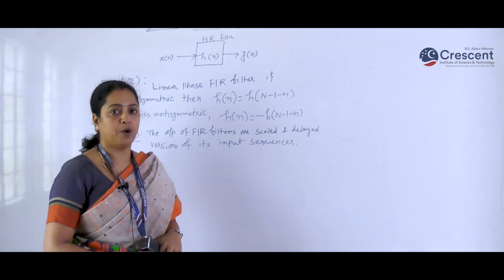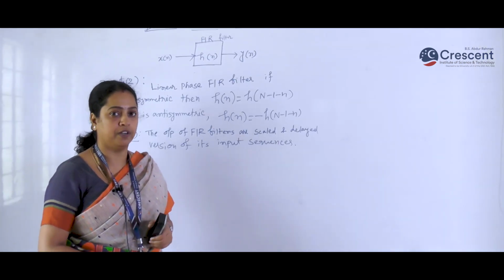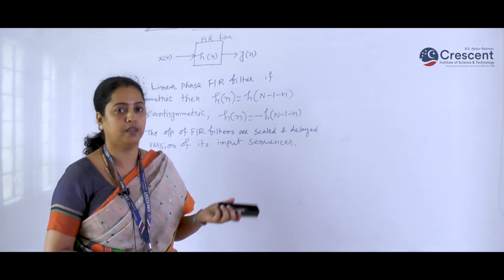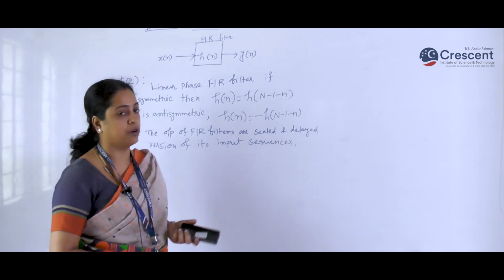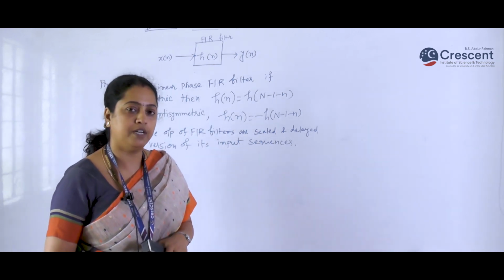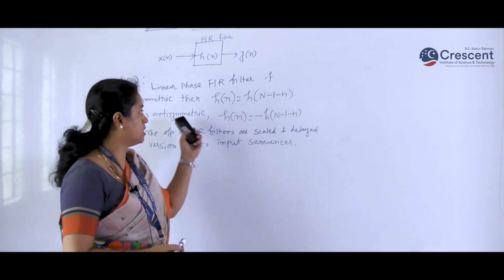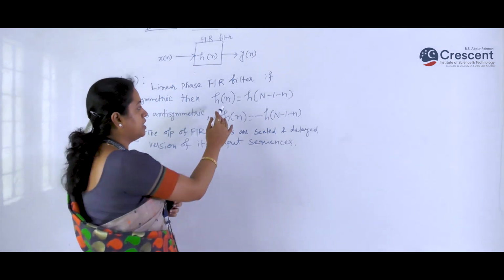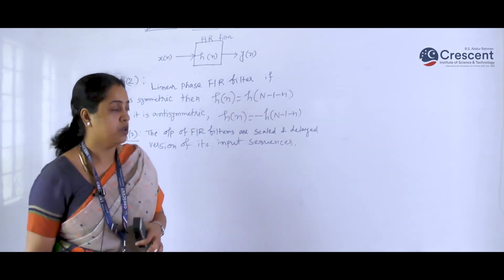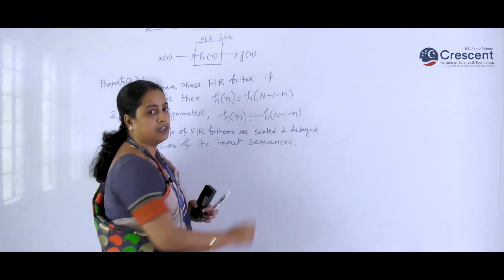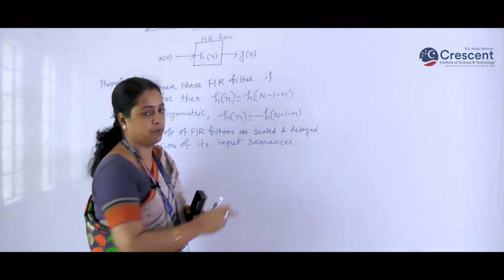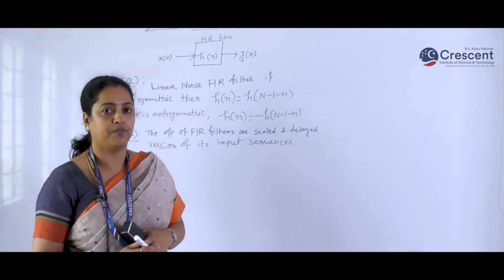So coming to the second property of FIR filter. We know that FIR filters are linear phase. We have already proved it in property number 1. And according to this second property, if the FIR filters are linear phase and have a symmetrical impulse response, then its impulse response h of n is equal to h of N minus 1 minus n, where capital N is nothing but the order of the filter, and you can see that using this property we can reduce the number of computations.